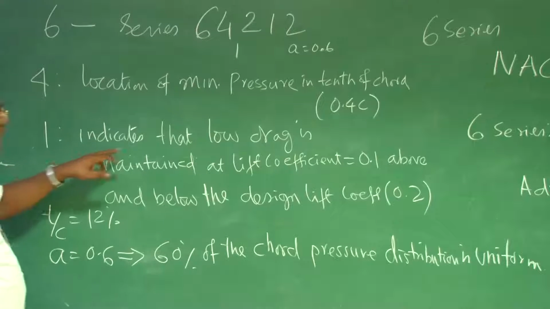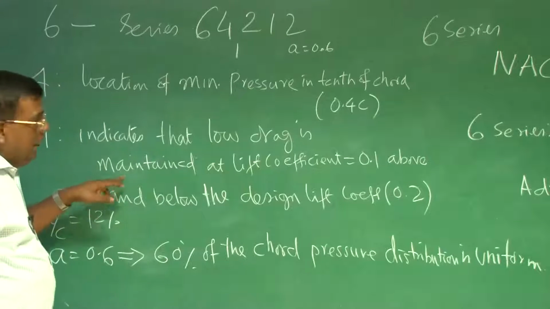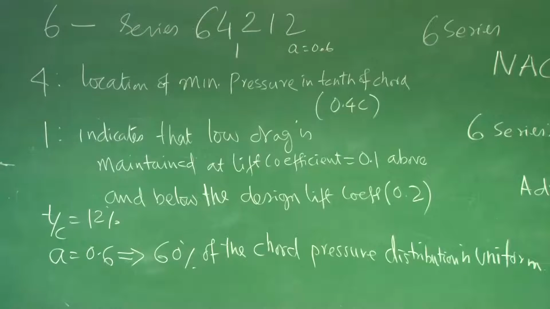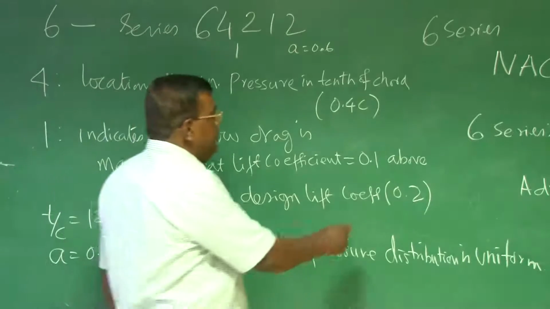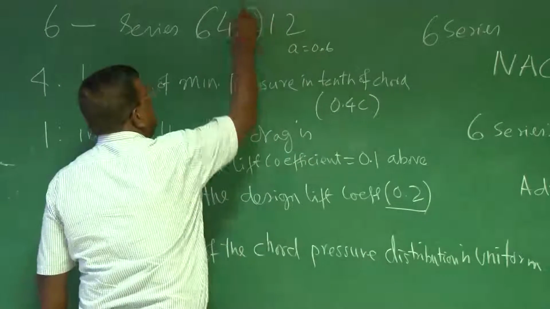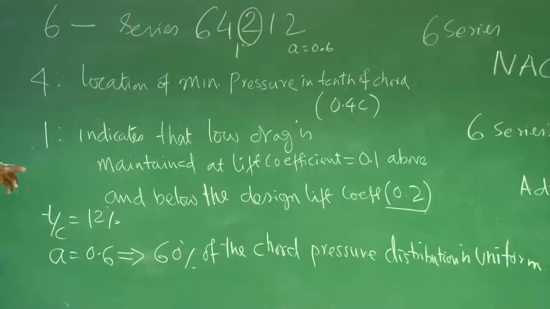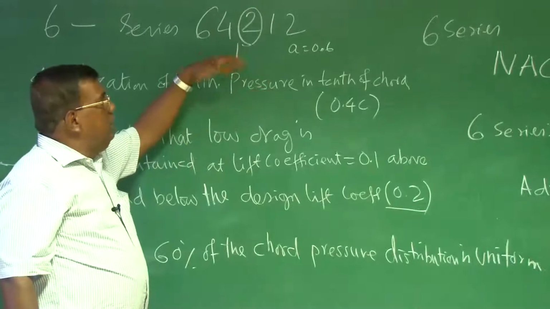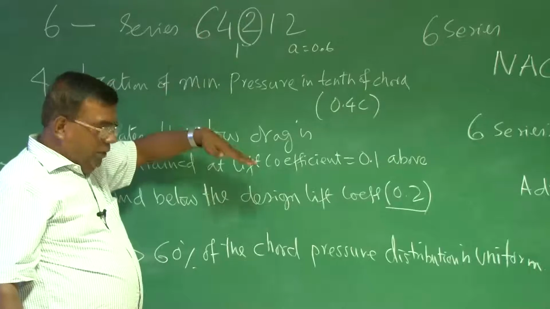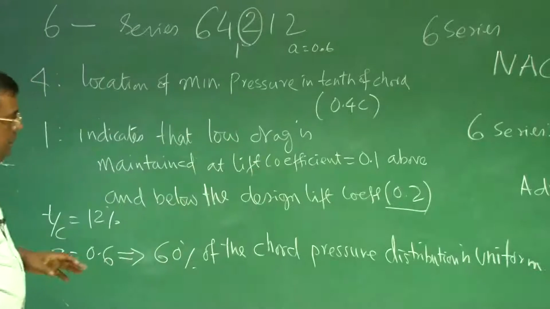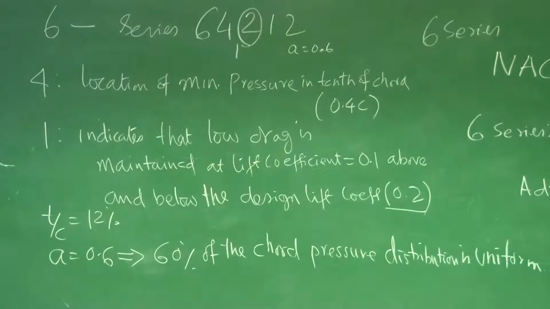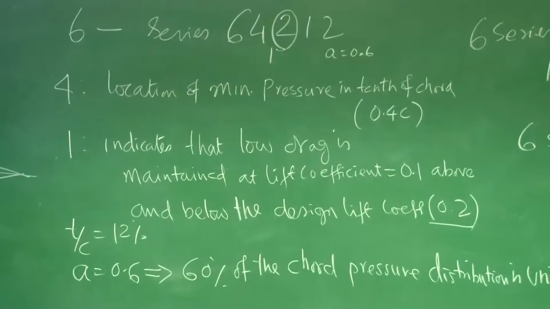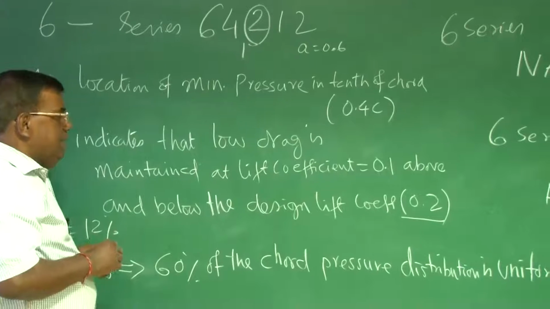What does that 1 indicate? 1 indicates that low drag is maintained at a lift coefficient equal to 0.1 above and below the design lift coefficient 0.2. Where did this 0.2 come from? This is from here. The next is 2. So 0.2 is the design lift coefficient, from here. And this 1 tells you that 0.1 above or 0.1 below 0.2, you will have the drag coefficient or the drag lower, right? So we say it indicates that low drag is maintained.